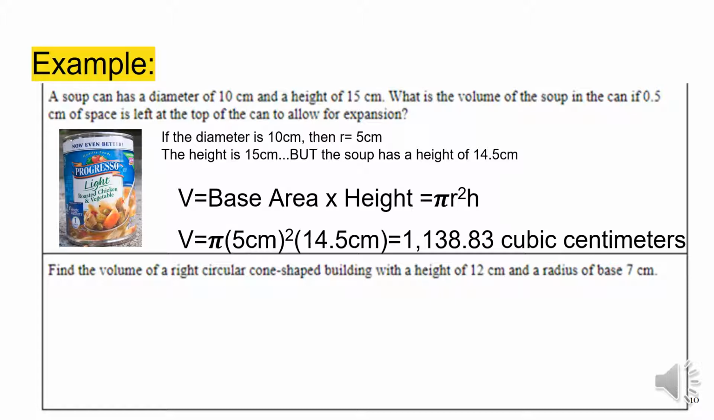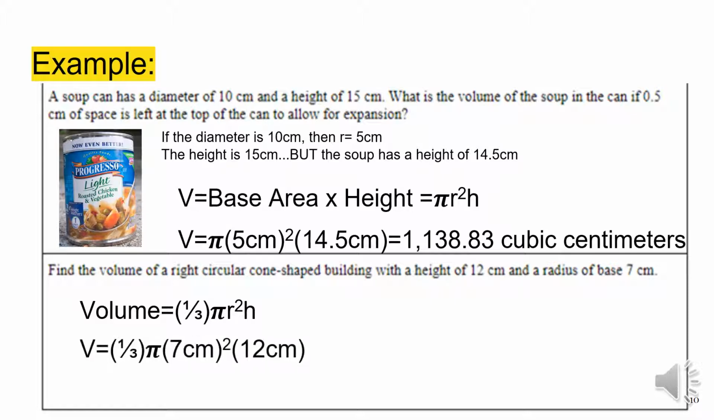For the next example, we need to find the volume of a cone-shaped building with a height of 12 and a radius of 7. So we know that our volume of a cone is 1/3 pi r squared h. We know r and we know h, so we plug them in and we get another number in units, again being cubic centimeters.